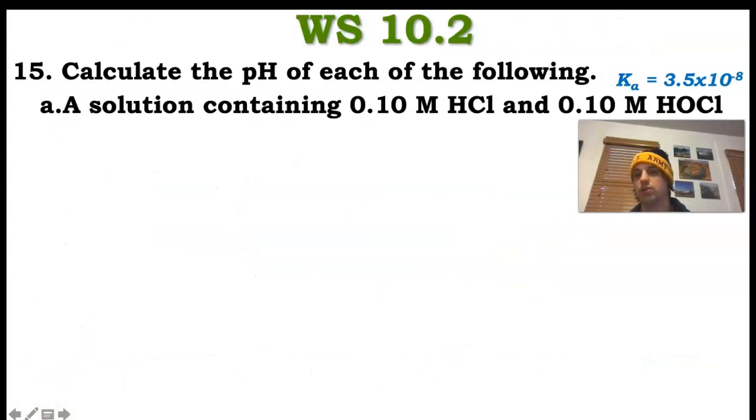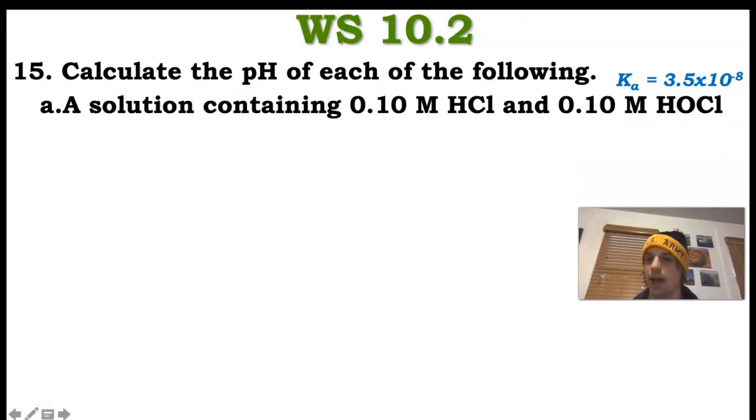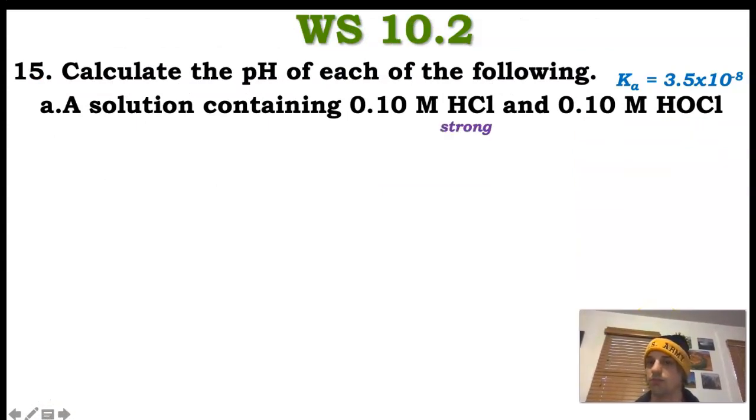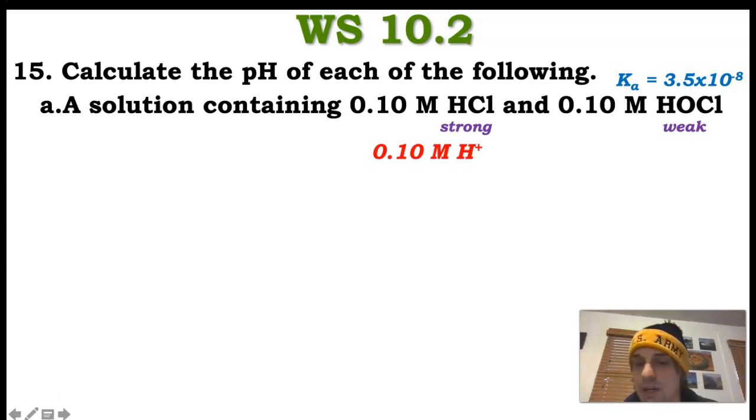We're going to look at 10.2, and we are going to look at a strong and a weak. So how do I do a strong and a weak? Well, remember, what do you focus on first? Hopefully you're saying the strong. I focus on the strong first. So the stronger of the two is that. So there's my concentration of H plus from HCl. Now I can take that and apply it to my weak acid.